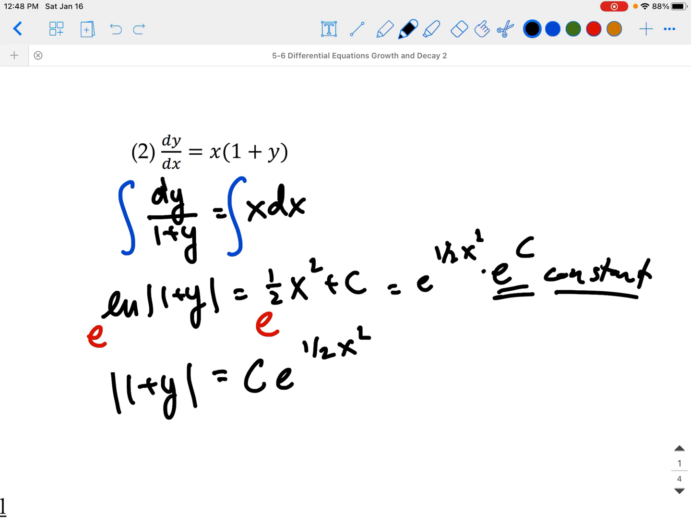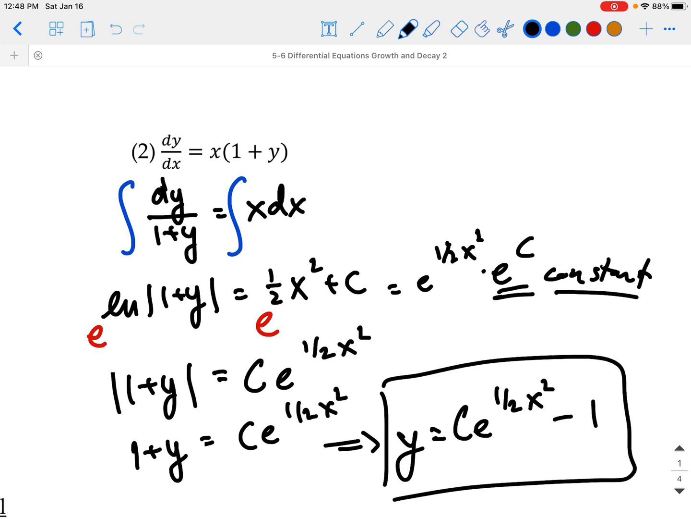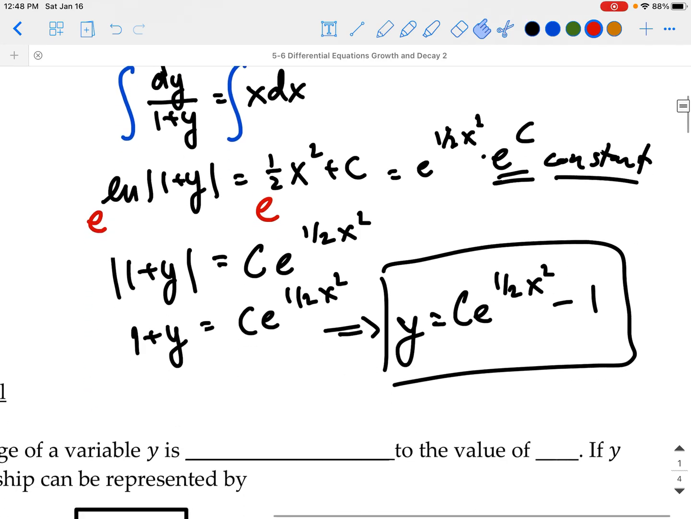So assuming all of our values are positive, let's say, then we'll have 1 plus y equals c e to the 1/2 x squared, which would mean that y is equal to c e to the 1/2 x squared minus 1, let's say. And again, this is a general solution. We don't know what the value c is, and as we change c, it is going to change, in this case, the steepness of our graph, because it's going to be a vertical stretch or compression.